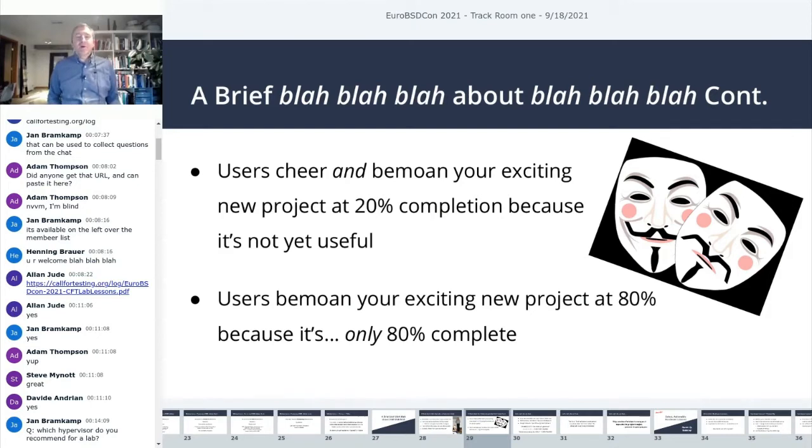Users cheer and bemoan your exciting new project when it's like 20% complete. It's like, whoa, the future is here. Oh my gosh, just work on that, work on that. And then they bemoan when you're at like 80% complete, because it's like, well, wait, you're missing this thing. And the proprietary one has whatever, VMware has the thing. And why doesn't your hypervisor, any hypervisor that's open source, have it, blah, blah, blah. So I get it. I totally get it.